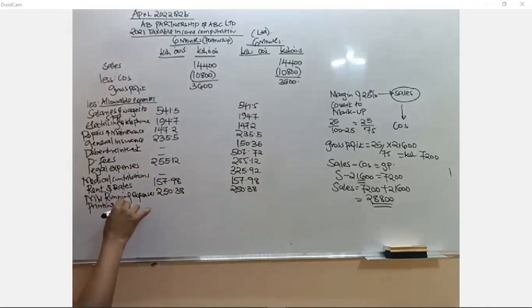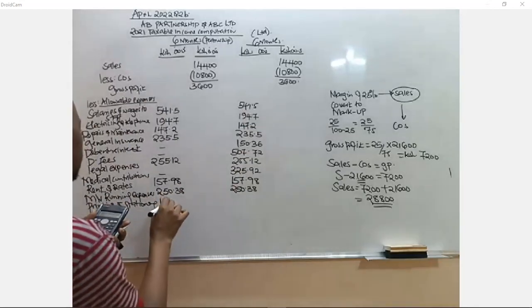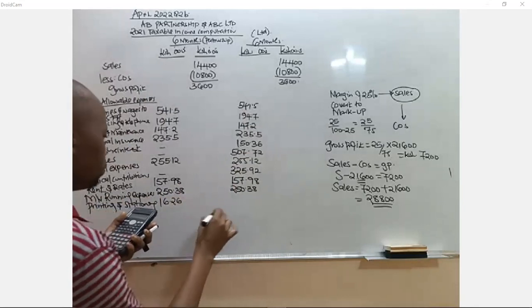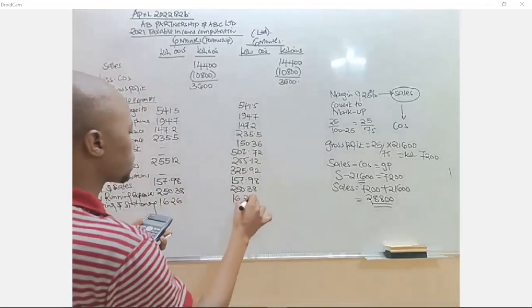Printing and stationery. How much are we getting there? We have been told that for printing is 0.52. You divide by 2, getting 16.26. The other one will be 16.26.